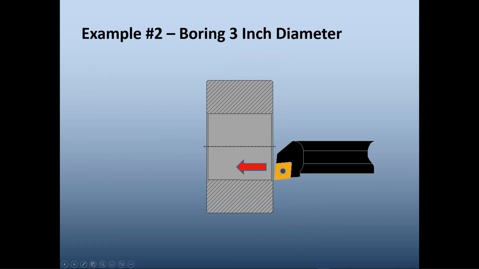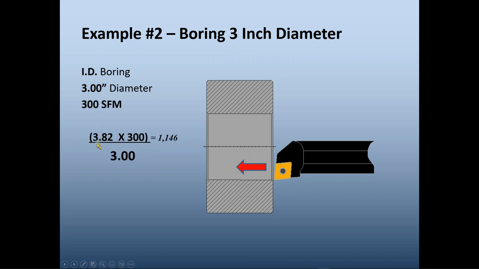The second example right here, and these are given for repetition, so it kind of drills in the equation for calculating this stuff. So our part here, the inside diameter is a 3-inch. We have a carbide boring bar cutting from right to left. So it's an ID boring operation on a 3-inch diameter at 300 surface feet per minute. The equation's 3.82, our constant, times 300, and we divide that by the diameter, 3. We come up with 382 as the RPM.